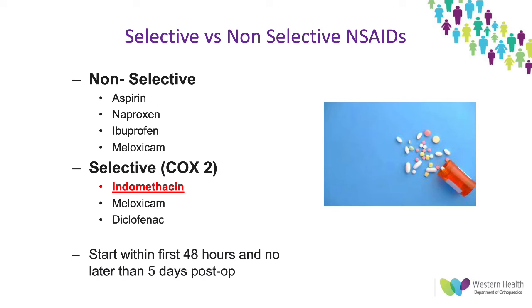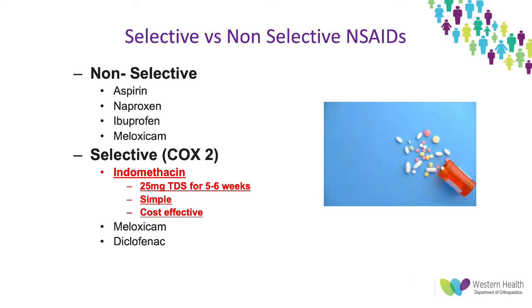In line with recent JOS recommendations, NSAIDs should be started within the first 48 hours following surgery and no later than 5 days post-operatively to be effective. This is the treatment dose according to JOS guidelines, and that's 25 milligrams TDS for 5 to 6 weeks. It's good because it's simple, straightforward, and it's also very cost effective.